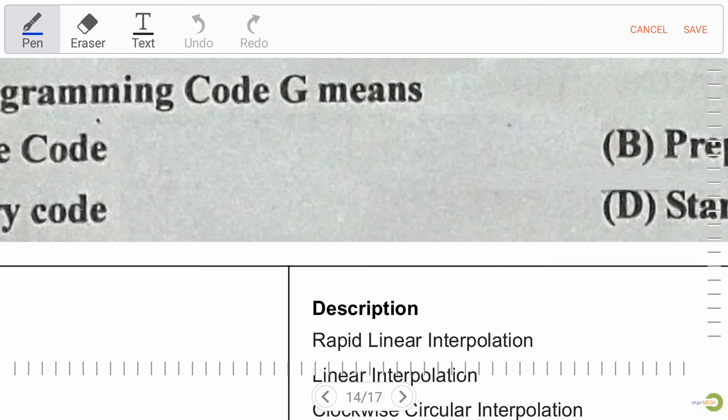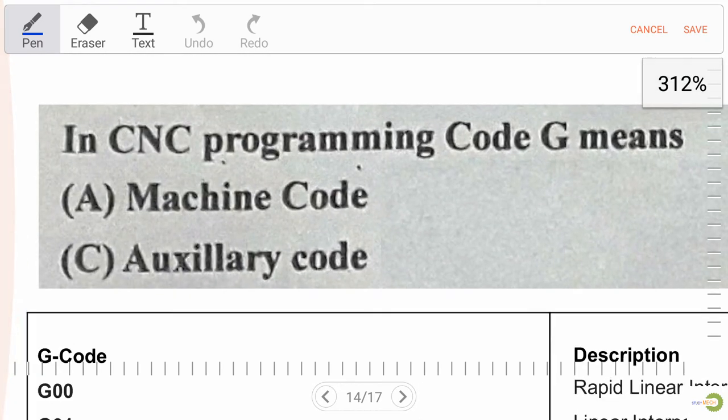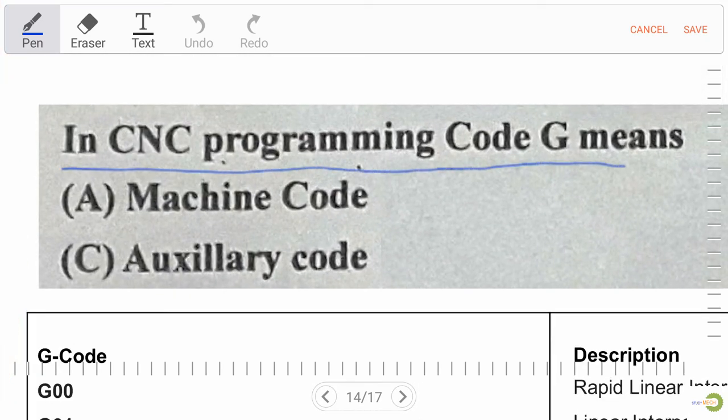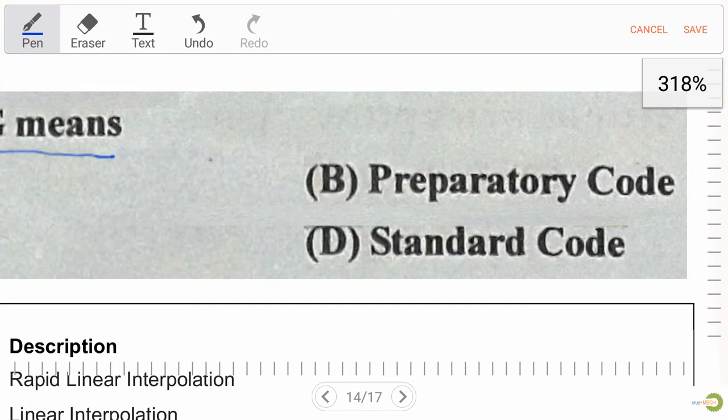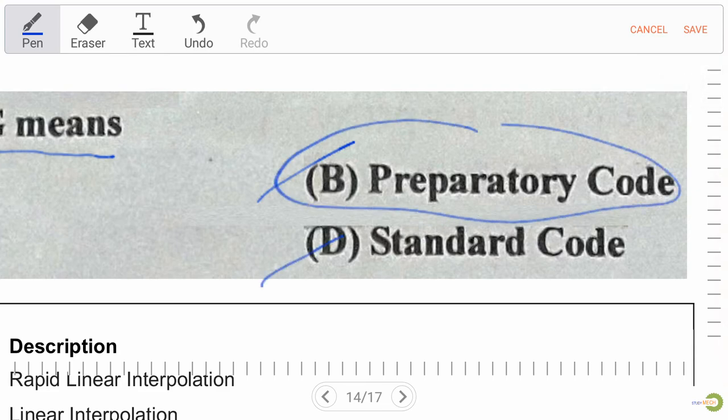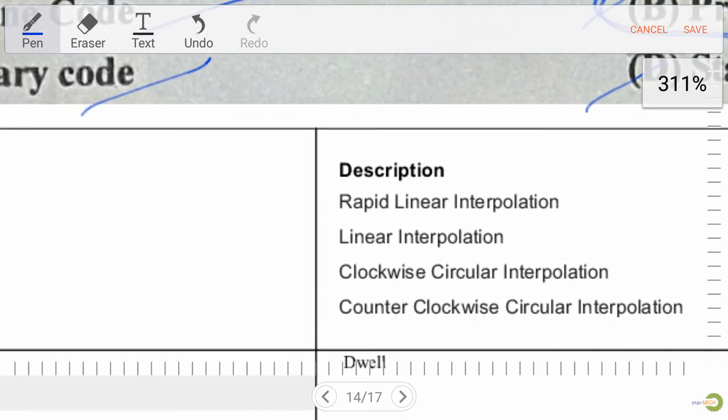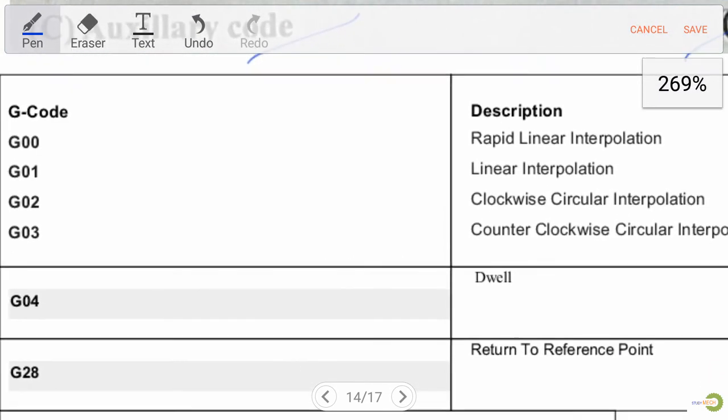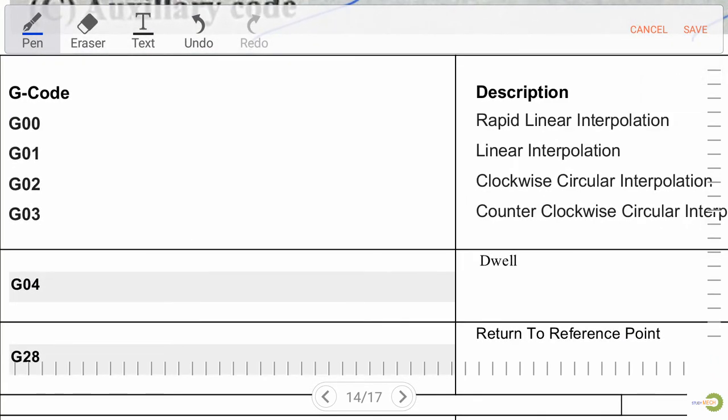Now let's move to the next question. In CNC programming, G code means option A machine code, option B preparatory code, option C auxiliary code, or option D standard code. Our right answer is preparatory code. Now let's discuss some important G codes and M codes which are frequently asked in exams.